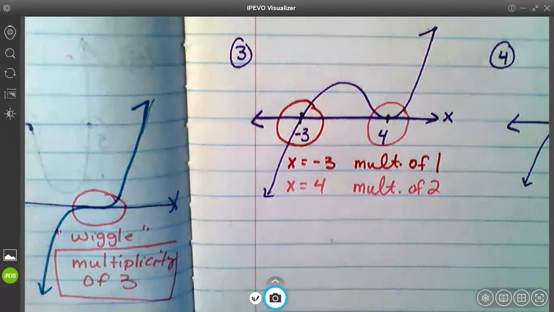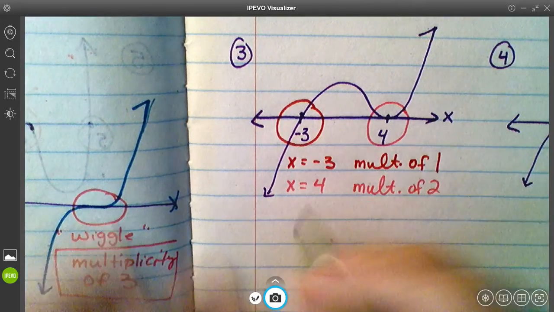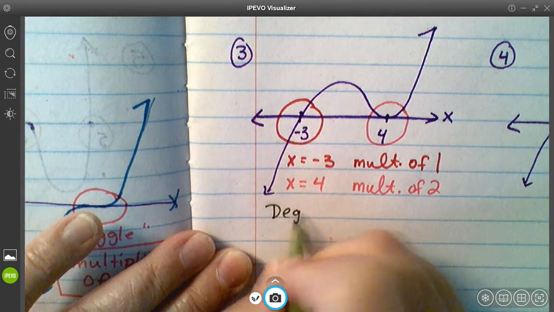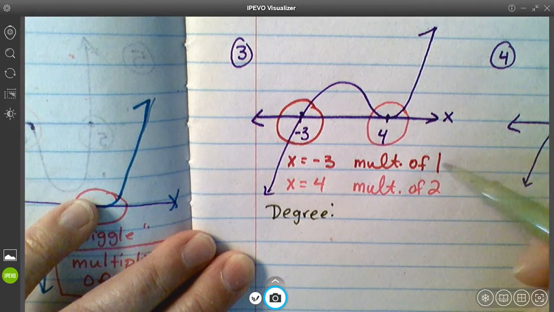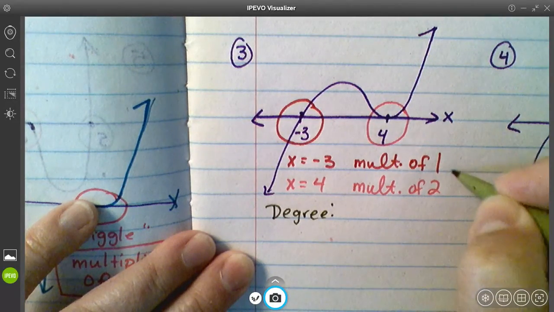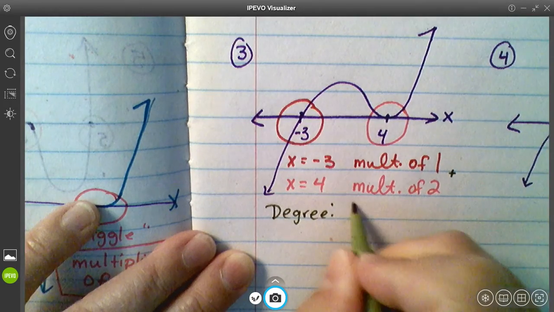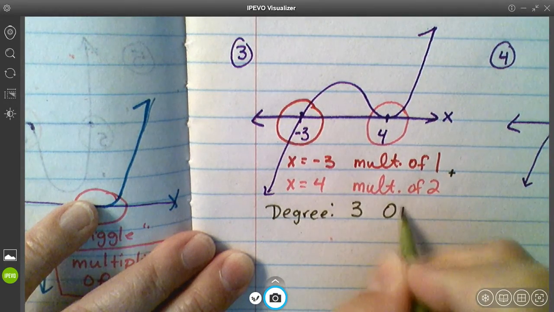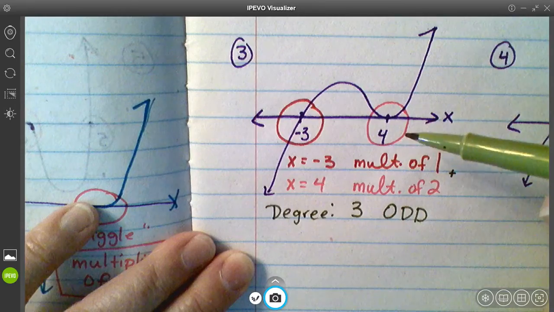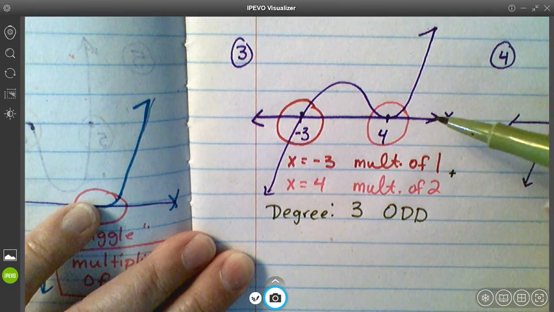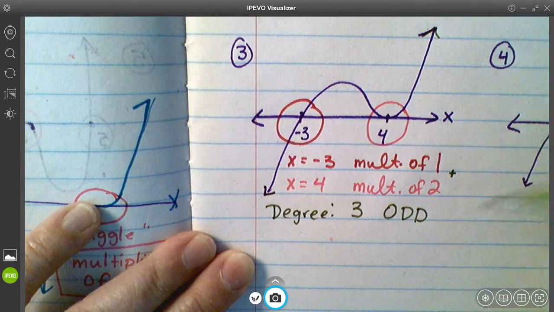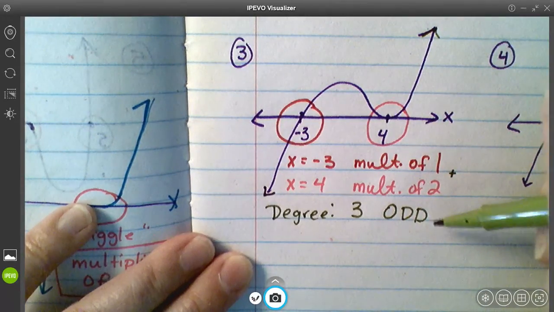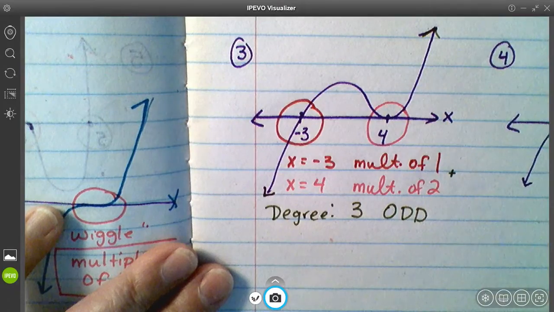Okay, I can also tell what the degree of this is by my multiplicities. If I have a multiplicity of 1 and a multiplicity of 2, I add those together and I get 3, which is an odd number. And if I look at my picture, my graph, I see that the ends are going in opposite directions, which is the way an odd function behaves. It has opposite directions for my end behavior.